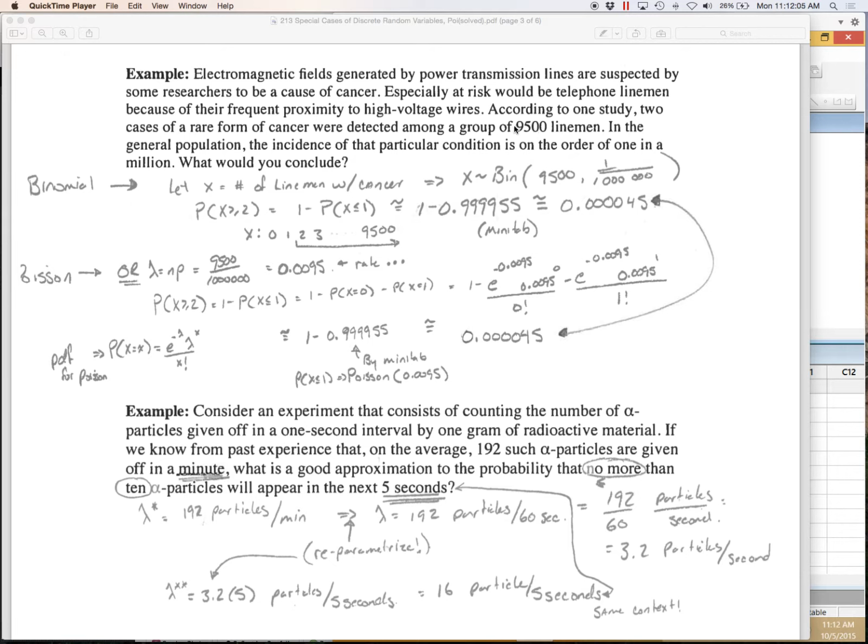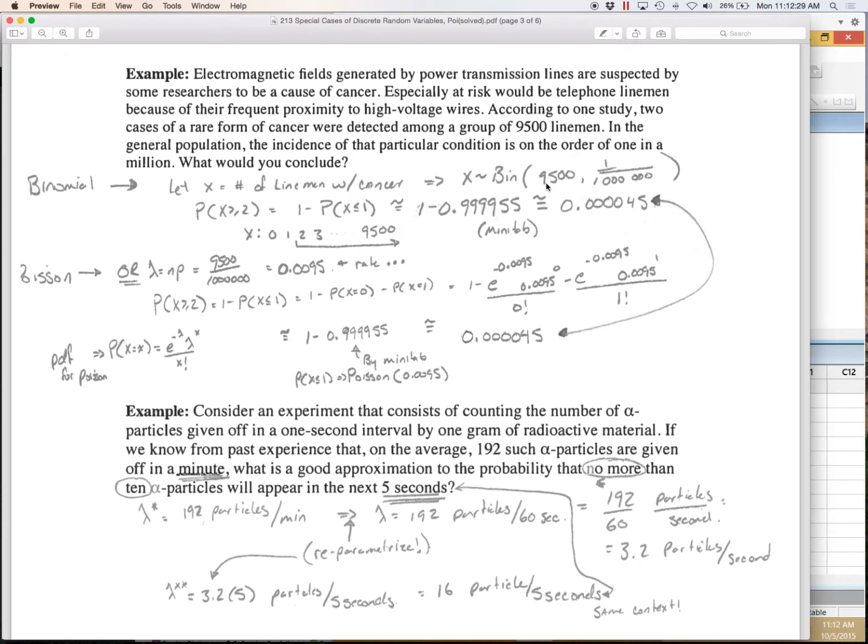Okay, so here we'll solve it first using binomial. So let x be the number of linemen with cancer. Then x is a binomial where the fixed number is 9,500, and the probability of getting cancer, it says here, is 1 in a million, so 1 out of a million. Okay, this is binomial if we consider the number of men, 9,500, to be an exact number.